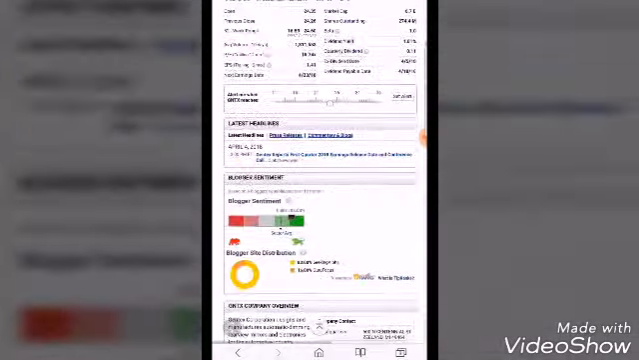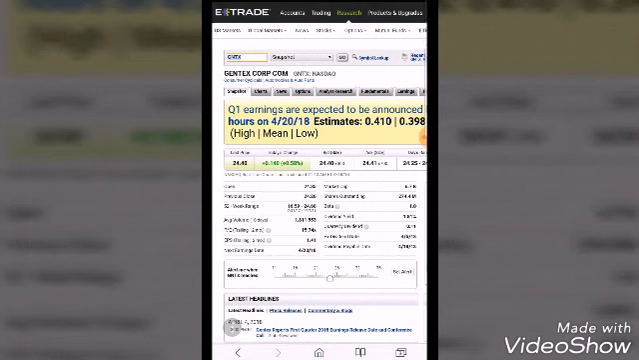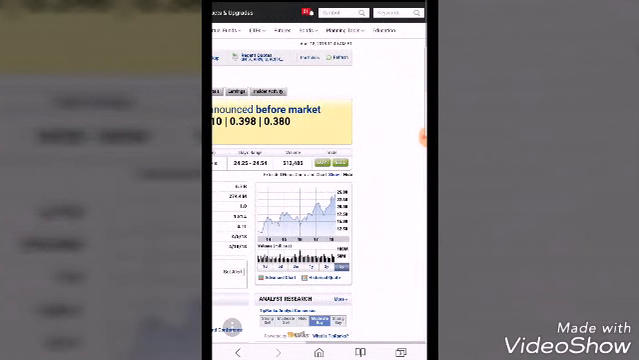Blogger sentiment is in the green. It looks like it may be a good company, something that I can see myself being a part of. Okay, so it looks like we're going to be buying some shares in this Gentex. So the symbol is GNTX. I'm going to go here and I'm going to select buy.